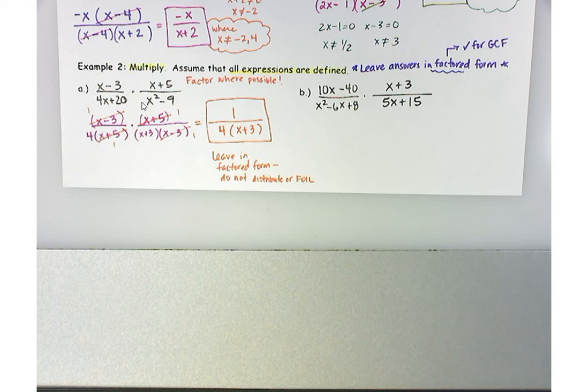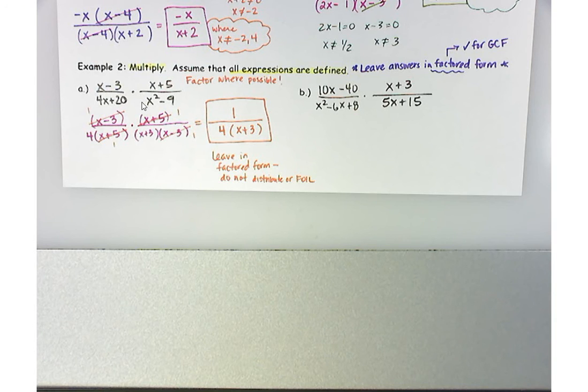Okay, so Damien, will you tell me what you did for 10x minus 40? Did you factor anything out from that? Okay, so let's start with the GCF. So I'm thinking, is there a number that goes into both 10 and 40? What is it? It's 10. Okay, so if I take out the 10, I'd be left with x minus 4, 10 times x, 10 times negative 4. And then, Tyler, what did you get on the denominator?